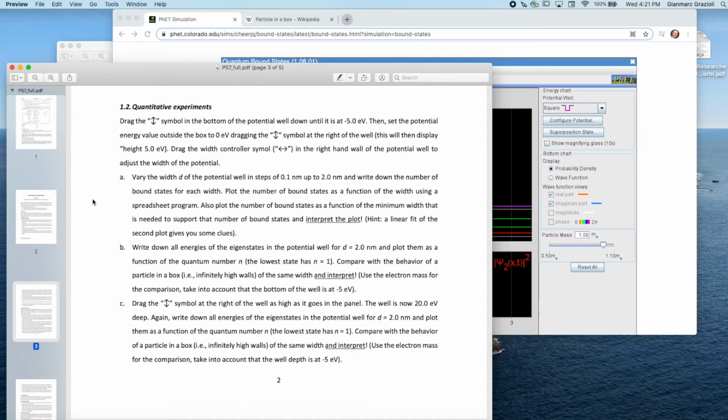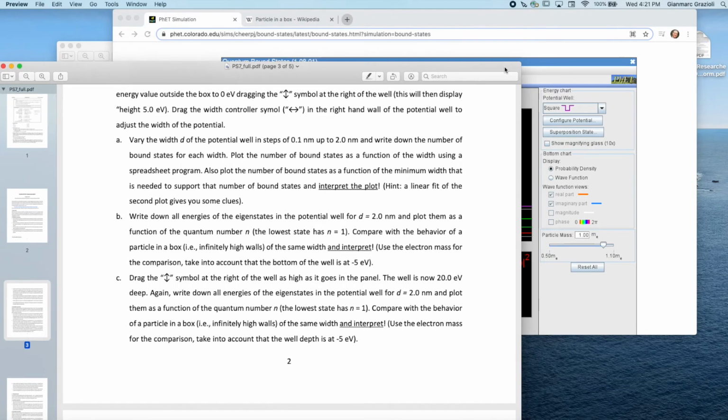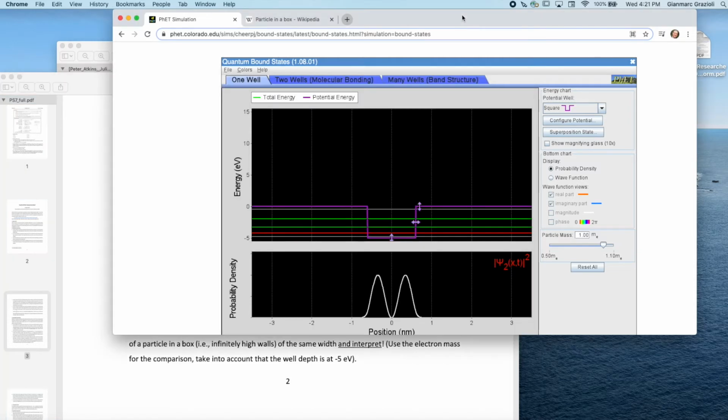And as I've talked about in class before, interpreting your results isn't telling me how you got them. Don't say, well, first I moved the slider and then I recorded a number. No. I want you to take what you understand about quantum mechanics, go back to your textbook and read it, think about it, and try to explain why you're seeing the behavior you're seeing. So I'm guessing the behavior is that it's linear, right? The number of states is roughly linear as a function of the width of the box.